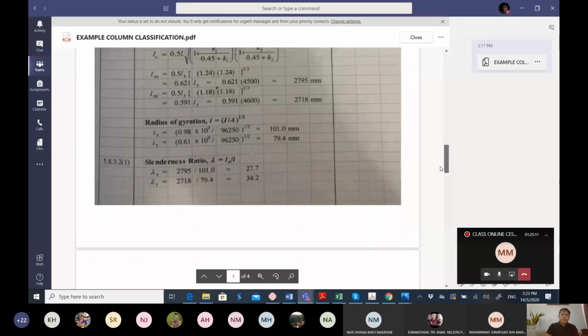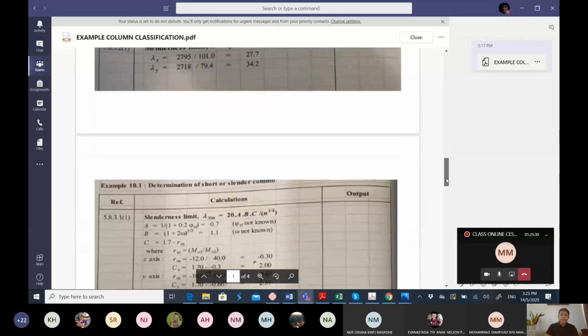And then slenderness ratio is equal to L0 over i. So you have to calculate the slenderness ratio for both, which is for the Z axis and also the Y axis. So 2795 over 101. You take this value and then you will get the ratio here for both axes.